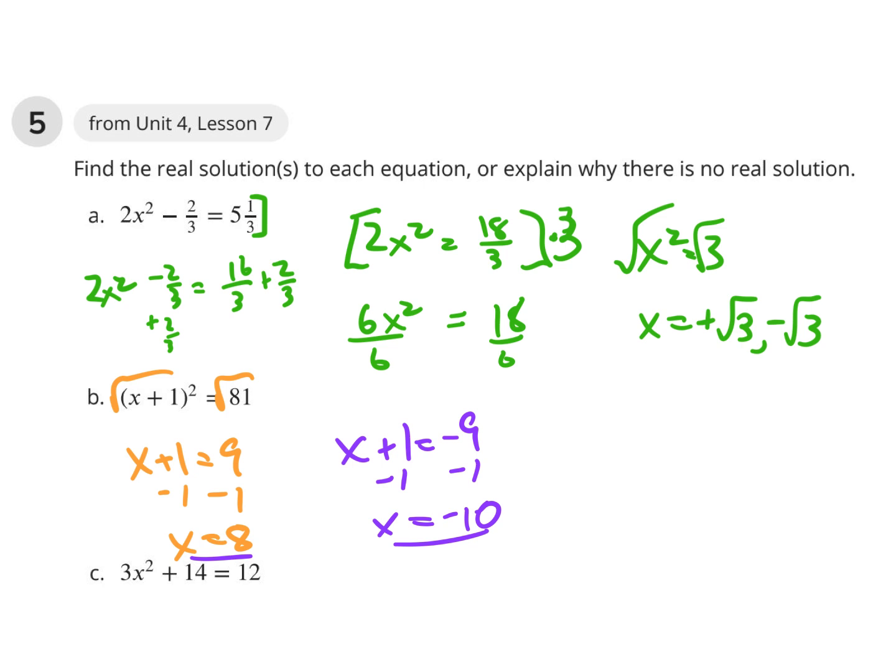So now for the last one. Subtract 14. 3x squared equals -2. I can't take the square root of a negative number and get a real number. So this is not a real solution. I can give you an imaginary solution, and we know how to do that now, but this says explain why there's no real solution.